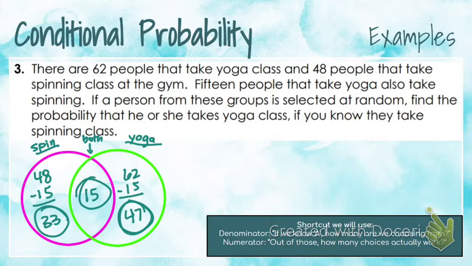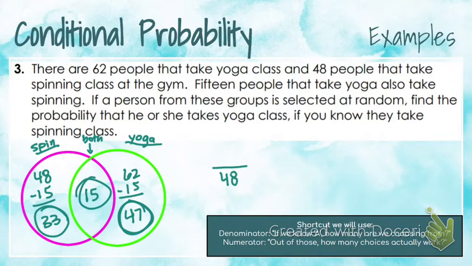It says, if a person from these groups is selected at random, find the probability that he or she takes yoga class if you know they take spinning class. So the thing that's given, the thing we know, is that they take spinning. So if we know that they take spinning, then how many are we actually choosing from? All of the spinning people is everything in the pink circle. So it's 33 plus 15. There are 48 total spinners.